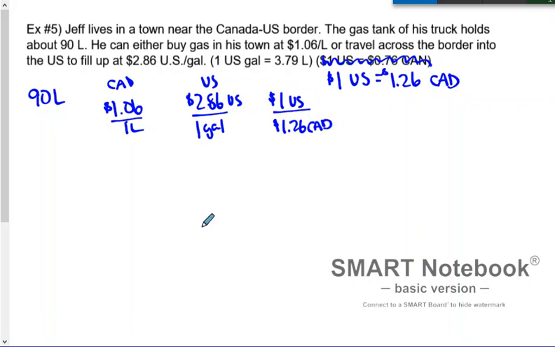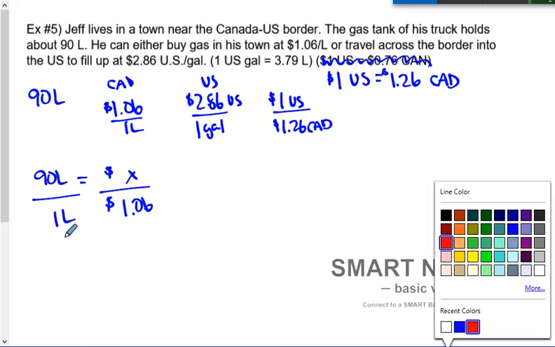Canadian. Okay, so taking a look here, let's figure out how much it's going to cost in Canada. So that's going to be a pretty quick one. So we have 90 liters. I want to know how much money that's going to be. And I know that 1 liter costs $1.06. So you might have already noticed that you could just do 90 times 1.06, but if you were unsure, you could always set up your proportion. In any case, you do need to show me what you're doing. So show me that 90 times 1.06 calculation, even if you're not setting it up in a proportion, okay?